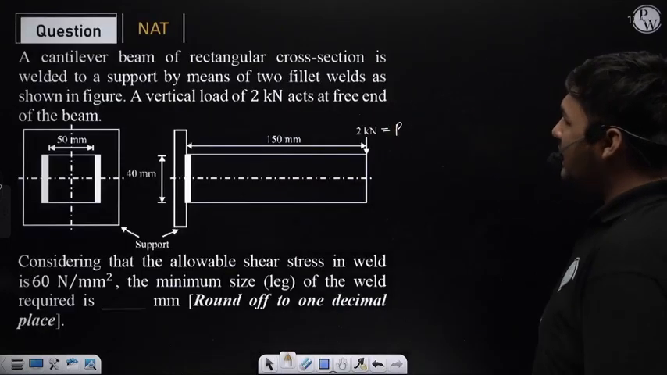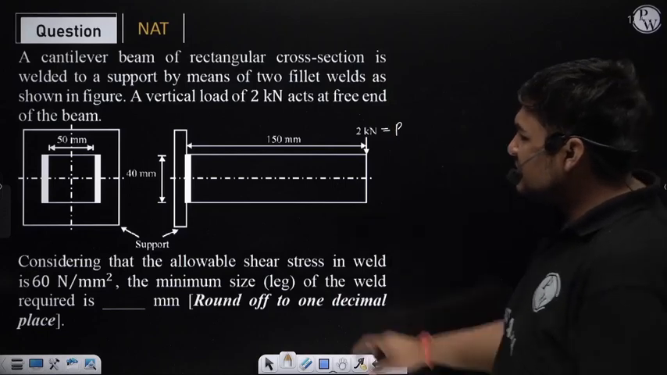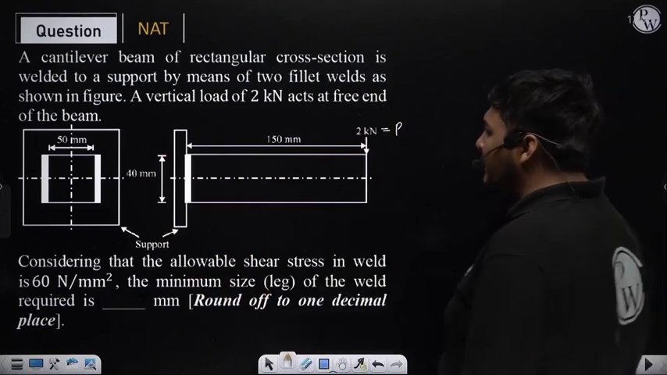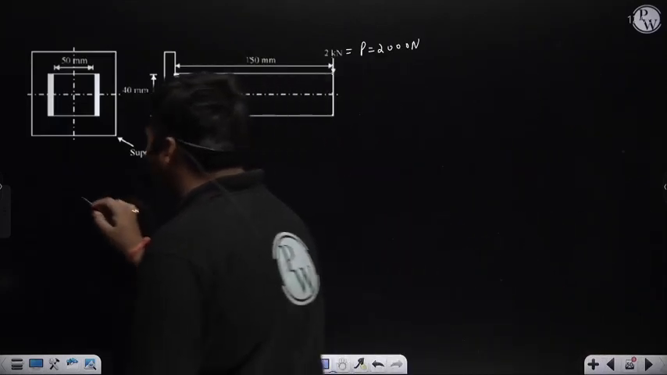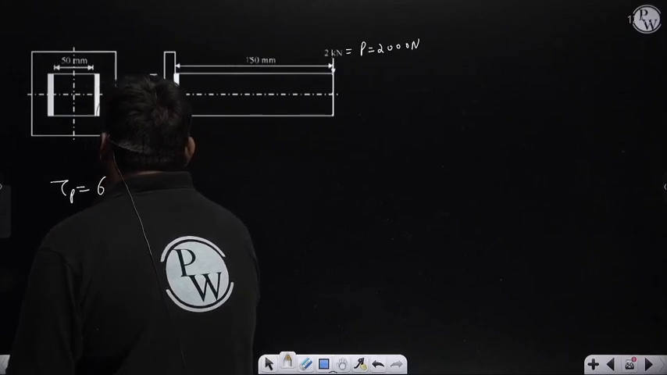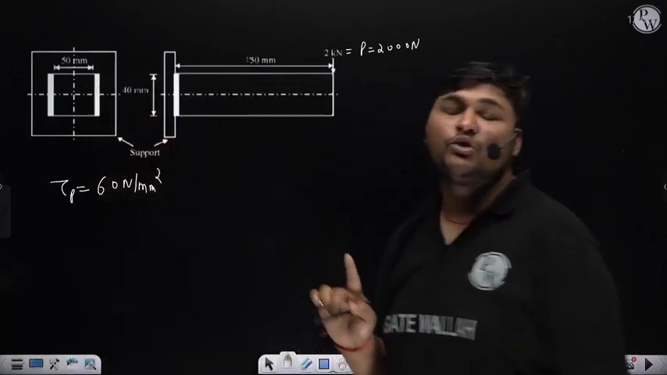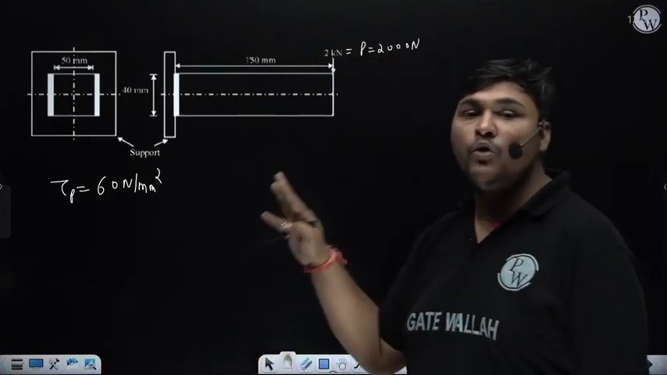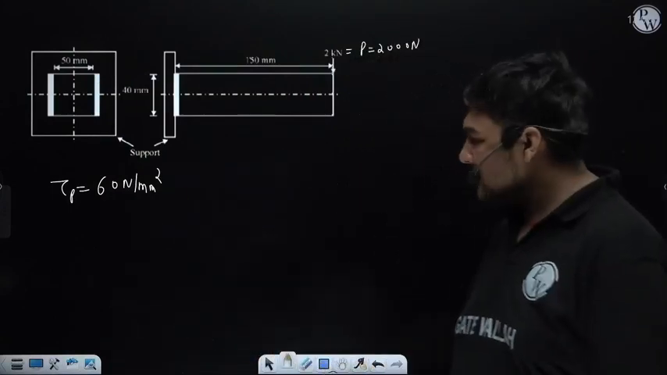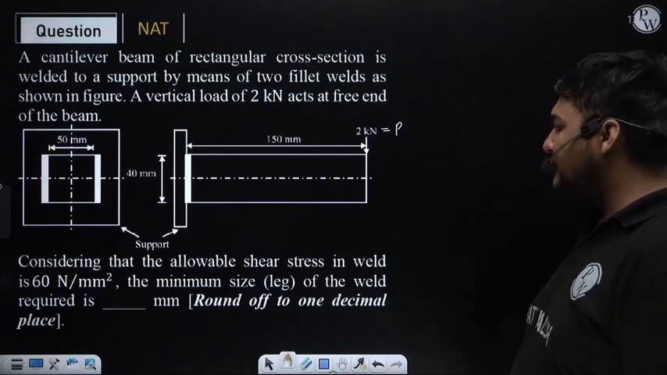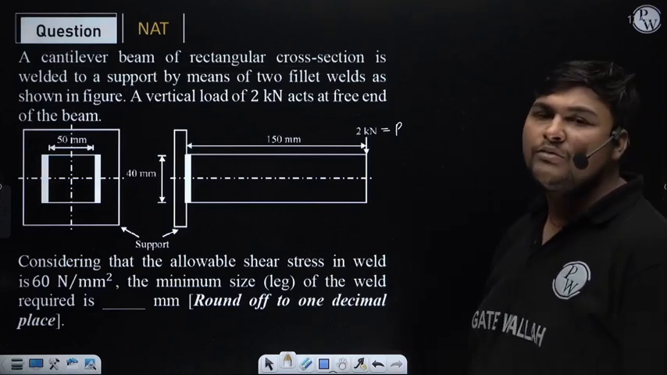Now this distance is 40, this is 50. Considering that the allowable shear stress of the weld material is 60 Newton per mm square, means the permissible shear stress is directly given, it is 60 Newton per mm square. Means overall maximum shear stress should be equal to or less than 60, so to design we need to calculate the overall maximum shear stress at the critical point.